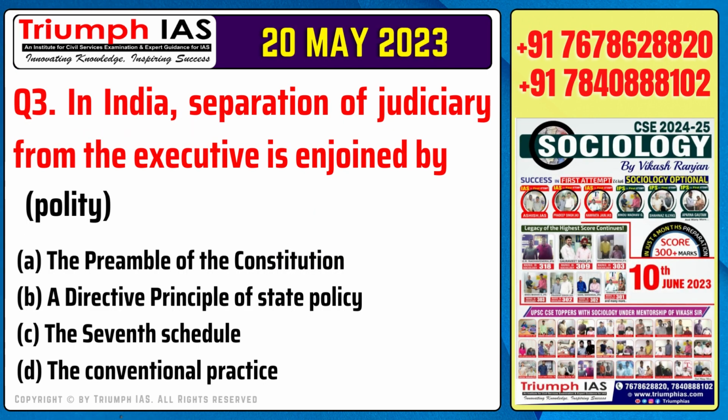Question number 3. In India, separation of judiciary from the executive is enjoined by Option A. The preamble of the Constitution. Option B. A directive principle of state policy. Option C. The 7th schedule. Option D. The conventional practice.